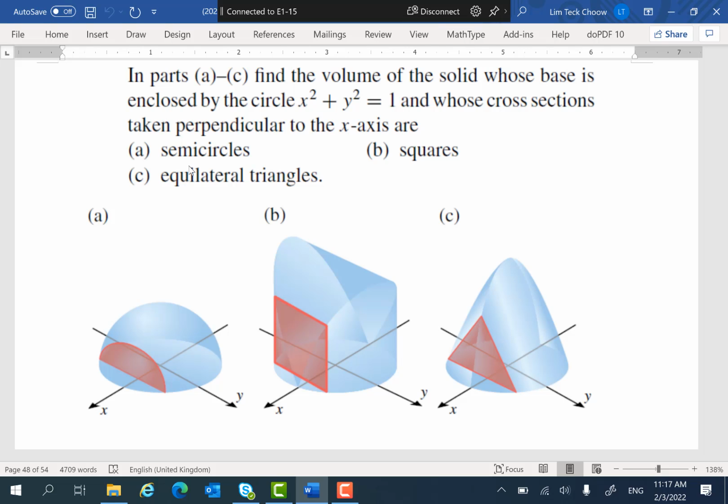Potentially, yes. Amirul is saying that he knows the formula for the volume of a sphere, so if you halve it, you get the volume of this object.